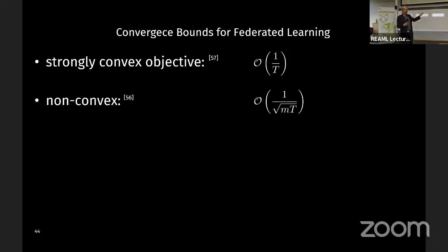For non-convex problems, especially deep learning, you get a result that says you converge with 1/√(mt), so number of tries times number of rounds. This is a very good result, but it only says you converge to some minimum. The result usually says your gradient vanishes, it goes to 0.